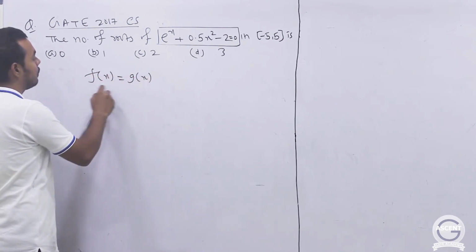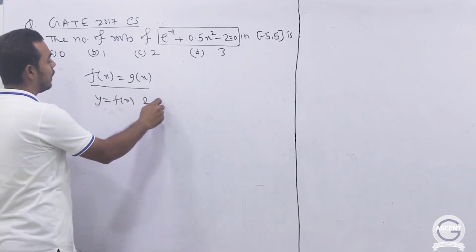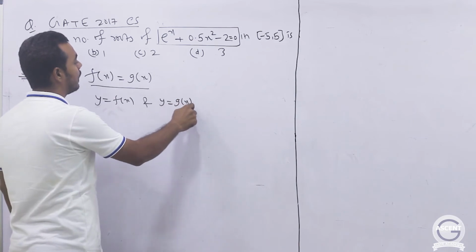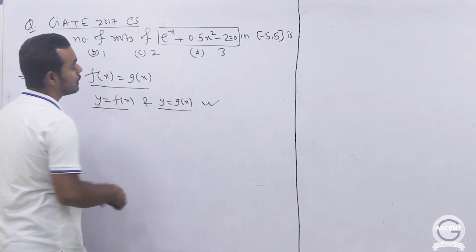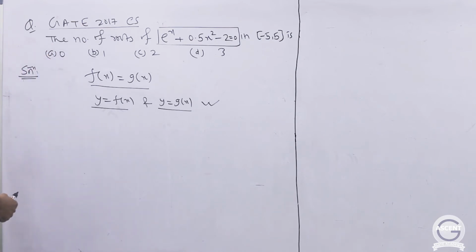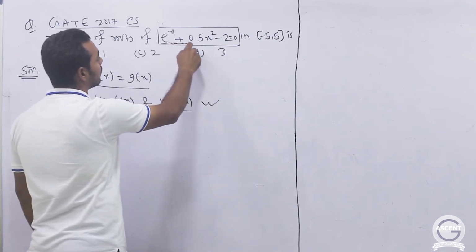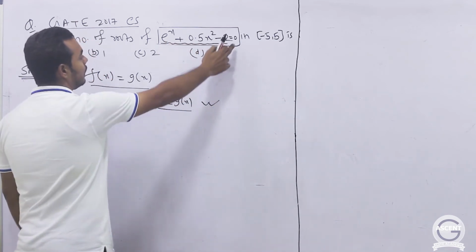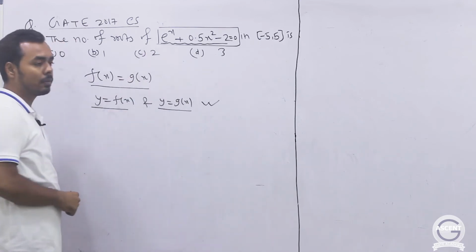Okay, draw the graph of these two functions, y equals f of x and y equals g of x, and then see how many points of intersection there are between these two curves. This will give us the number of points of intersection. Now here you can see that it is not easy to draw the graph of this function, right? The right-hand side is 0, but on the left-hand side you have this function, and it is not easy to draw its graph.